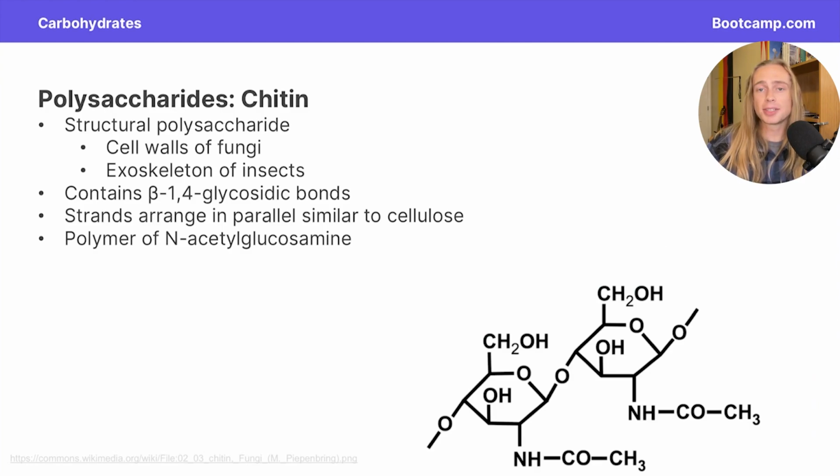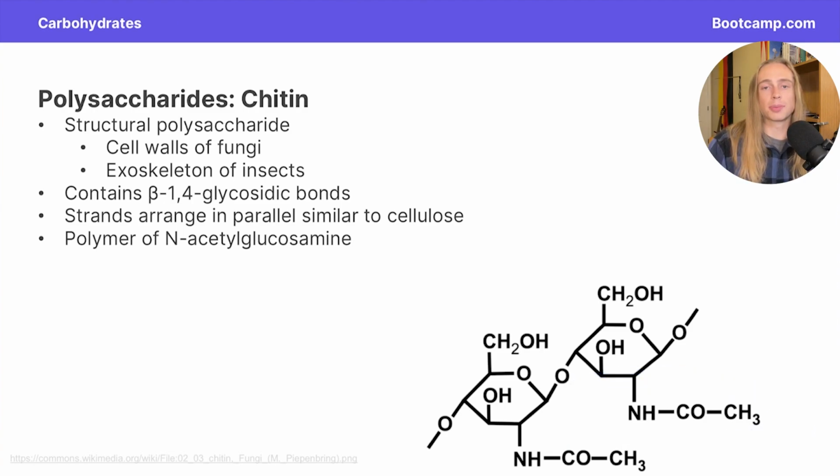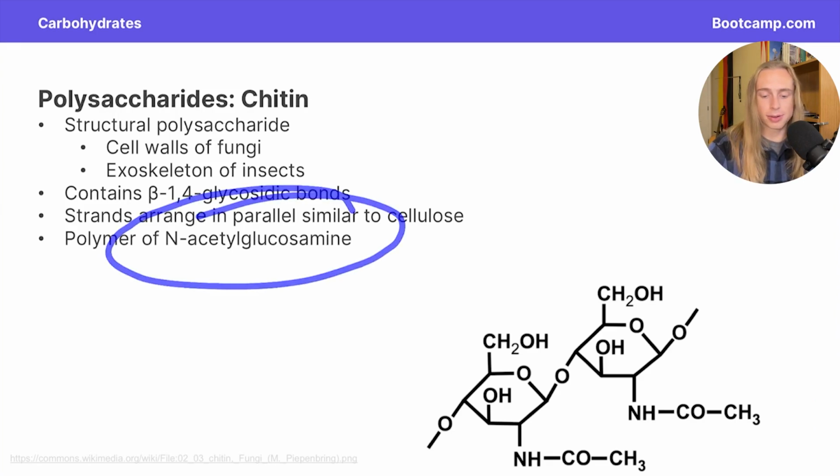So remember, chitin is just going to be something that's found within the cell wall of fungi or the exoskeletons of insects. Similarly to cellulose, chitin contains beta-1,4 glycosidic bonds. These make it so chitin is also going to have a similar parallel arrangement. The key difference between cellulose and chitin can be seen right here. So, cellulose has a bunch of hydroxyl groups. In chitin, one of those hydroxyl groups is swapped for a nitrogen-containing functional group. This means that instead of being a polymer of glucose like cellulose is, chitin is a polymer of N-acetylglucosamine.